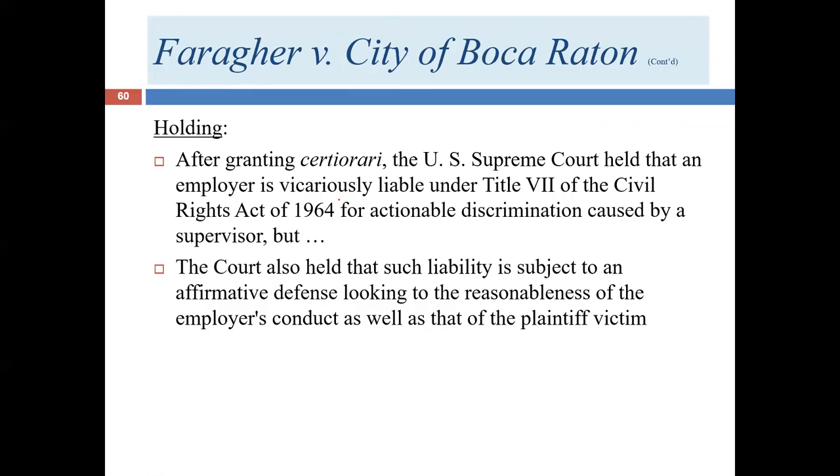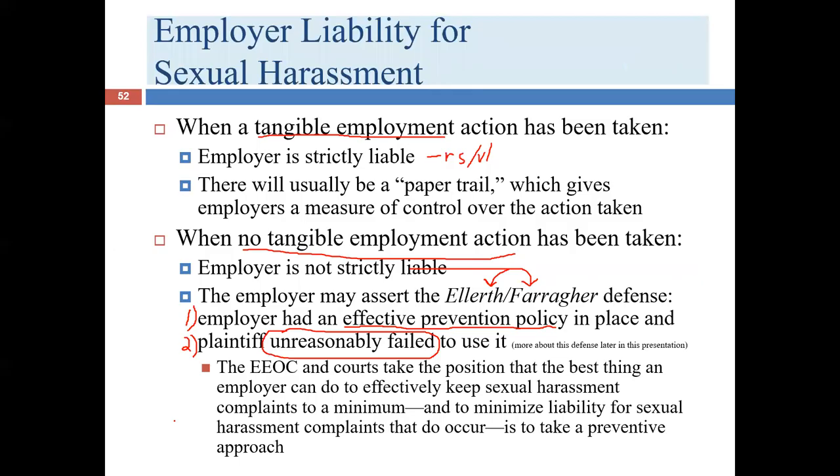Okay, so we know that the U.S. Supreme Court has said that the employer is going to be vicariously liable for the actionable discrimination caused by the supervisor. That's the standard, that's the rule. But we do have the option, again, if the defendant can prove it, of asserting an affirmative defense. And that is, let's go back here so we can see the elements of the affirmative defense. Was there an effective prevention policy in place, and did the plaintiff unreasonably fail to use it?